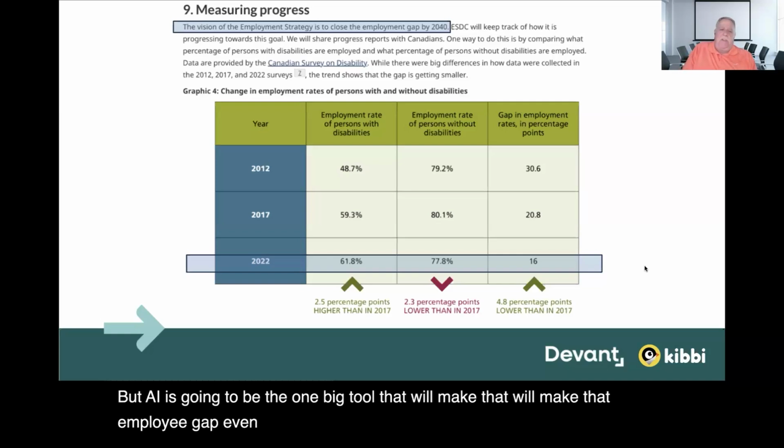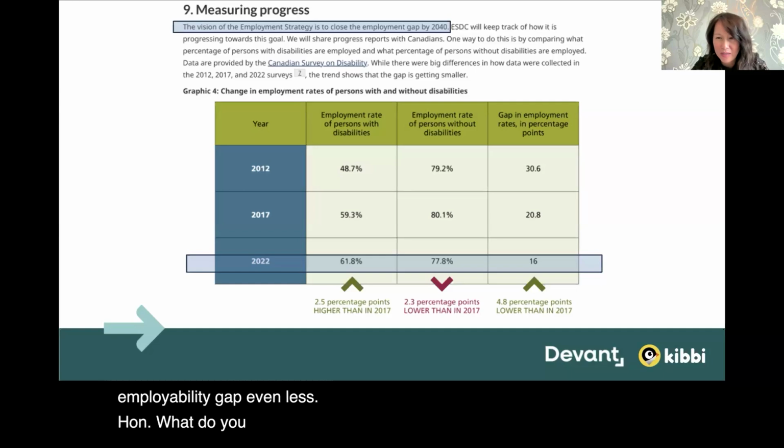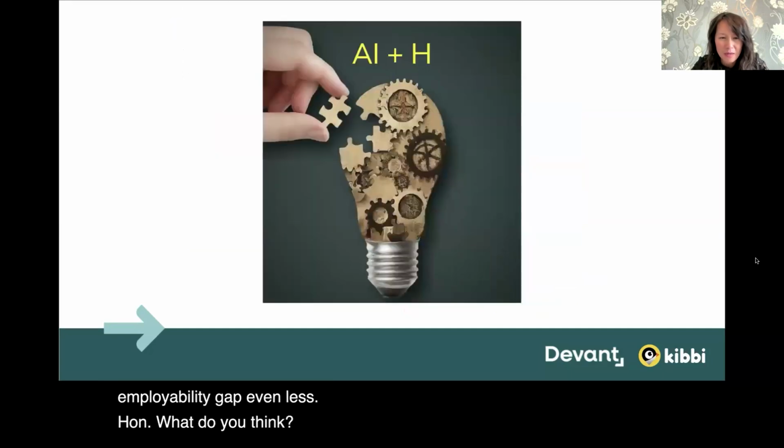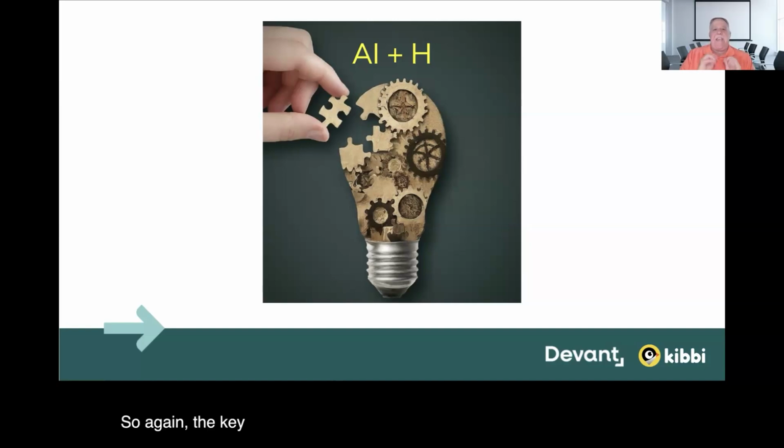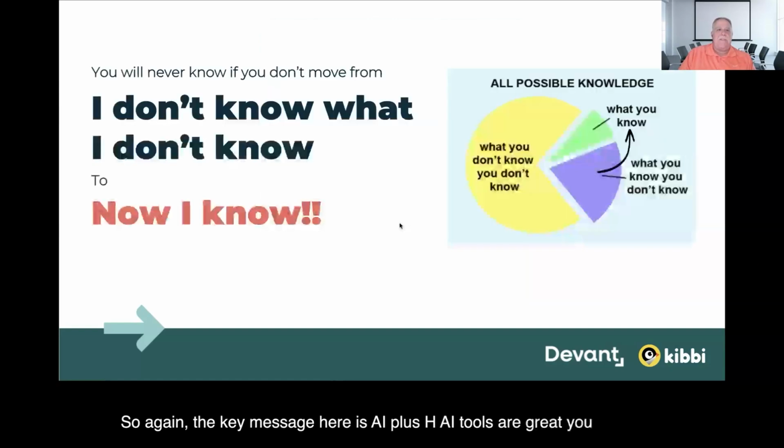Han, what do you think? I think it's a great thing. Anywhere we can help job seekers with varying abilities to find employment, it's a great thing to close that gap. Yeah, wonderful. So again, the key message here is AI plus H. AI tools are great. You need the human element.